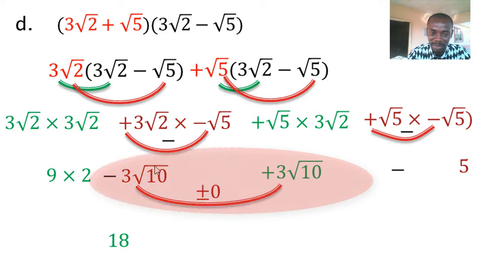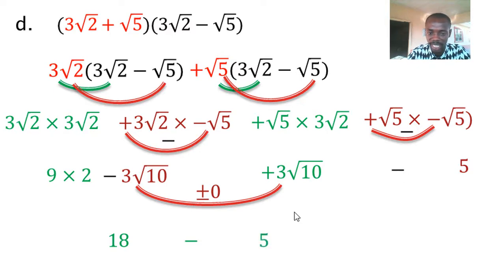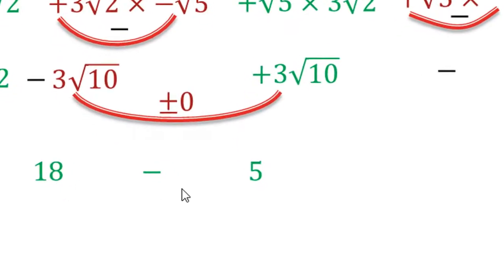Okay, so everything from here is cancelled out for this negative sign. Then we are left with what? Negative 5. Okay, so minus this minus, then 5. Okay, so we are just left with 18 minus 5, and that's 13. That's the answer. I believe it's clear.